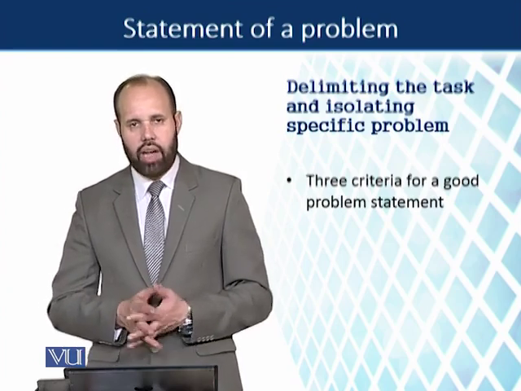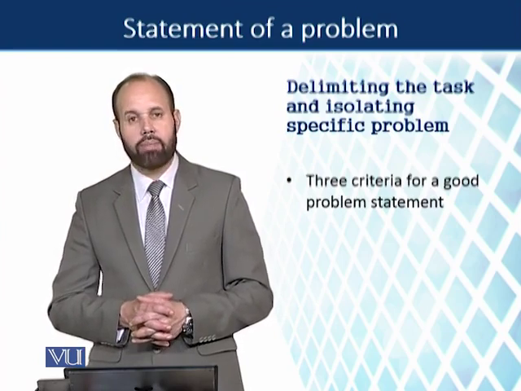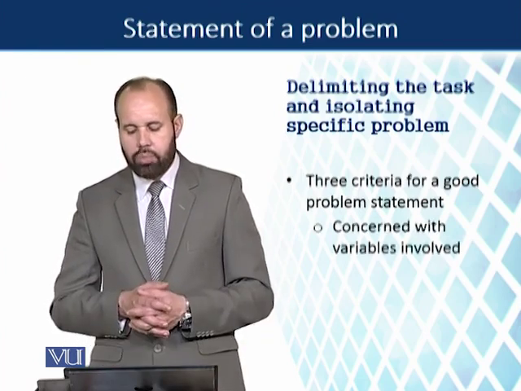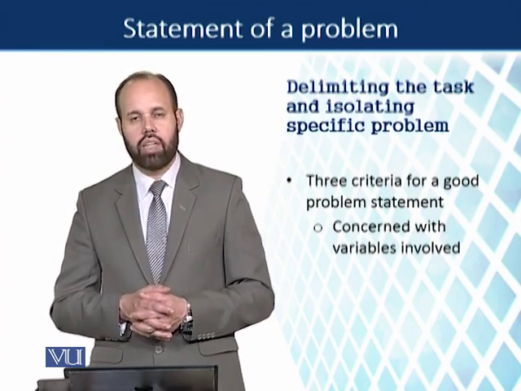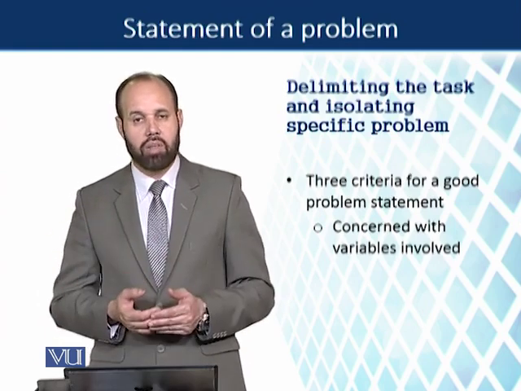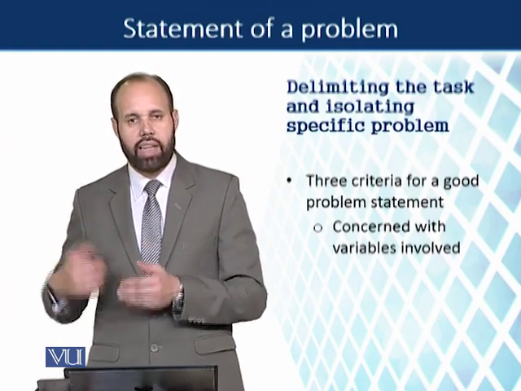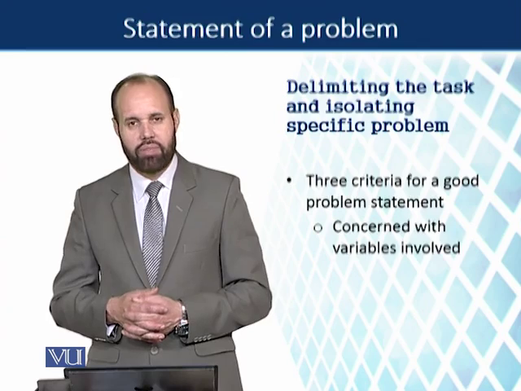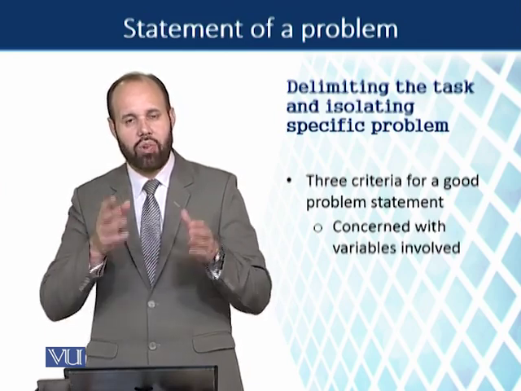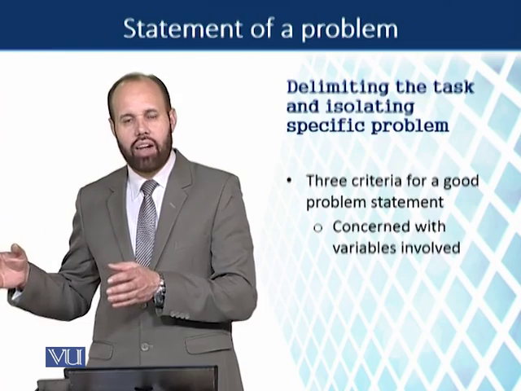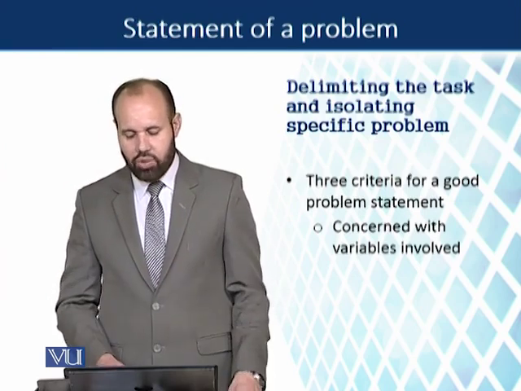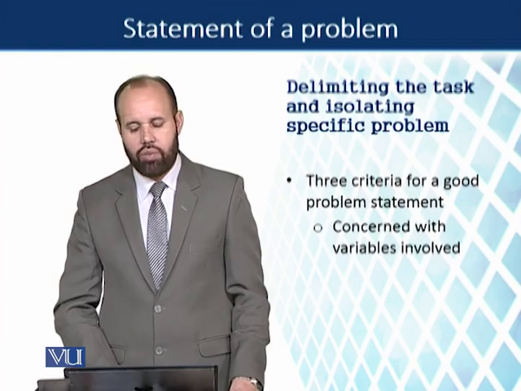So there are three criteria which are important for a good problem statement, right? Because we need to state the problem, okay? Number one is that it should be concerned with the variables involved. Whatever we are stating as our problem is concerned with variables. The independent variable and the dependent variable are both mentioned in the statement of the problem, right? So whatever is important is part of your statement of the problem in terms of variables. What you are studying exactly is the effect of that variable, right? So that would be under concern with variables involved.